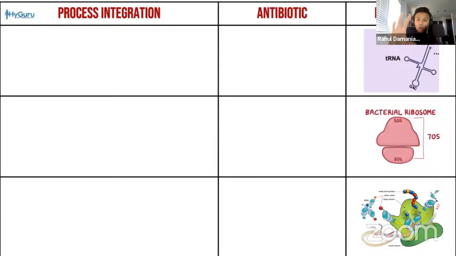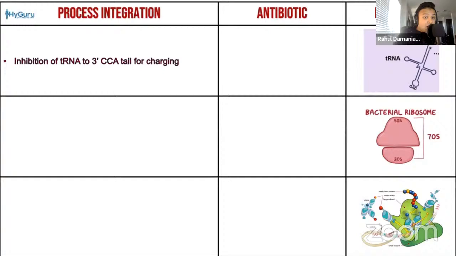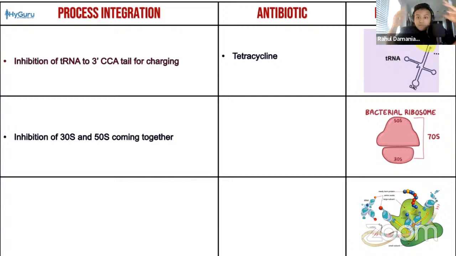What I also want to do is take this same mnemonic and kind of modulate it a little bit and go through basic biochemistry. And that is integrating it with the process of translation. So remember, inhibition of tRNA 3' CCA tail for charging. Remember, that's that initial charging step, the binding. That's going to be your tetracyclines. They inhibit that tRNA. What about the inhibition of the 30S and the 50S coming together? You're going to be thinking about linezolid.